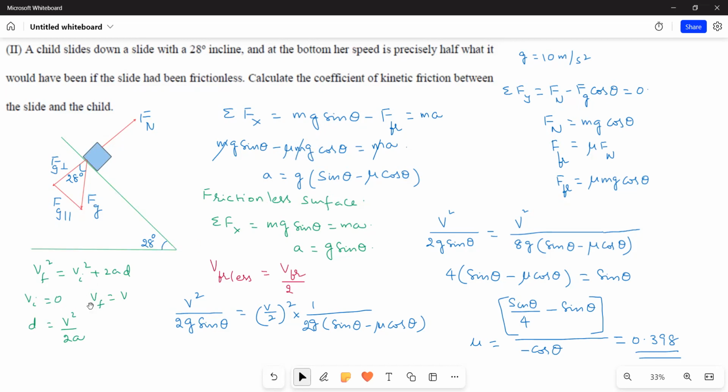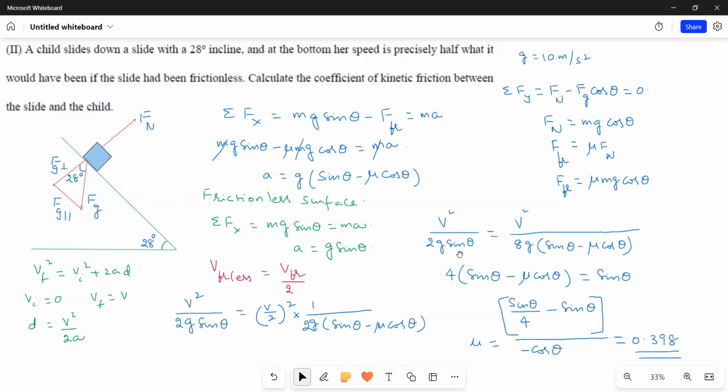Therefore, d is equal to V squared by 2a from this kinematic equation. And then I will write V friction is equal to V frictionless over 2. Therefore, V squared by 2g sin theta, a being g sin theta for the frictionless surface, is equal to (V by 2) whole squared divided by 2g sin theta minus mu cos theta. That means I am substituting for a and also for V in this equation for d. This is d frictionless equal to d friction. I am substituting those values, and just by simplifying this, I get the mu value as 0.398.